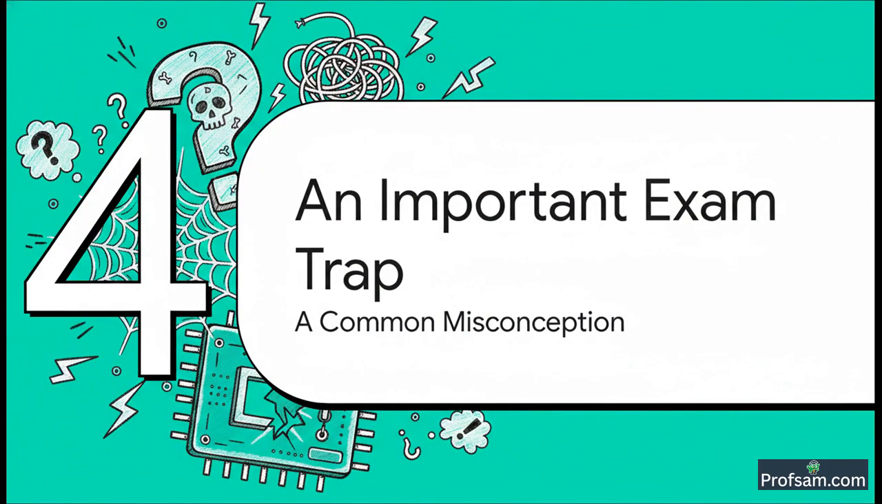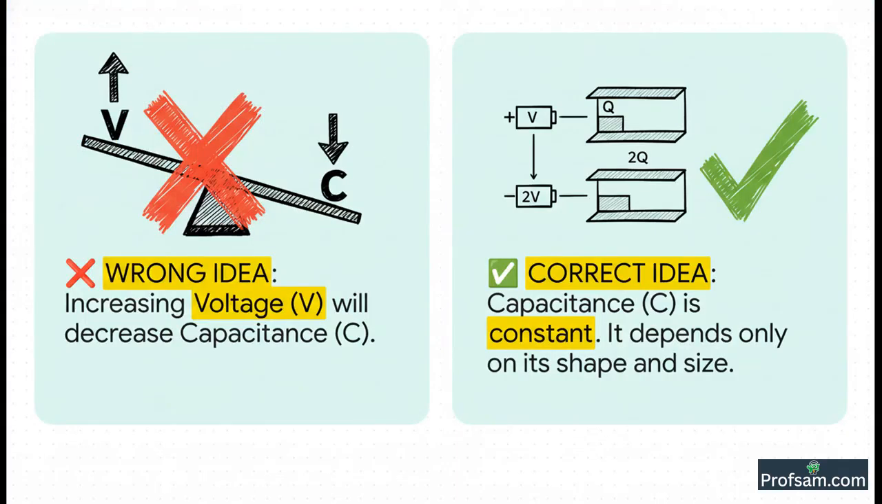Okay, now for a very important point. Bachchon, please note this down because this is a classic silent killer in exams. It's a mistake so many students make, and it can cost you easy marks. So the trap is right there in the formula. C equals Q by V.